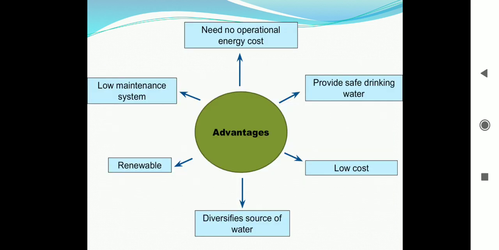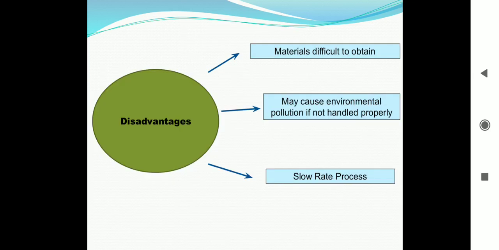Now moving forward to the advantages of using this process. As you have seen, it operates on solar energy, which is a renewable energy resource, so it needs no operational energy cost. We have also seen that it helps in the removal of contaminants, so it provides safe drinking water. It is a very low cost process. It reduces the dependency on fresh water resources, so it diversifies the sources of water, and it is a very low maintenance system.